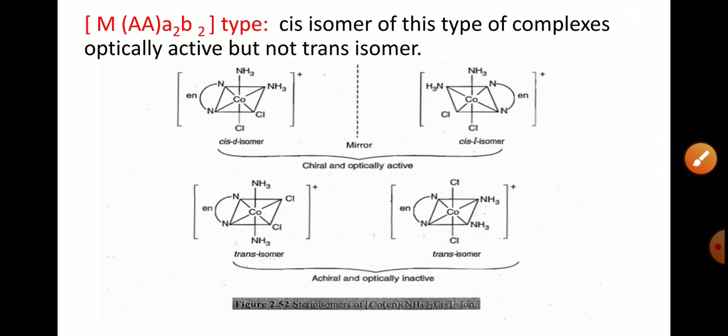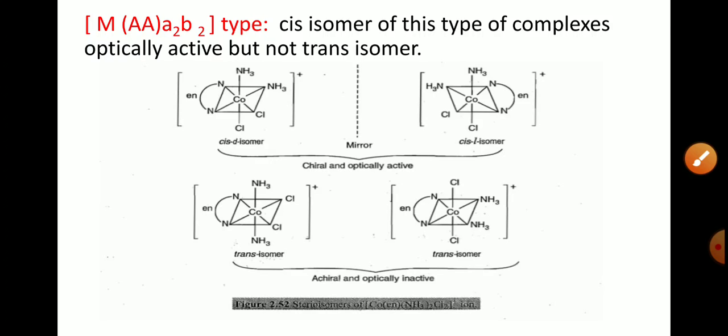Next one is MA A2B2 type. Here it is having one bidentate ligand and two types of monodentate ligand. Here also the cis isomer of this type of complex is optically active but not the trans isomer. The complexes which have the cis isomer are optically active and the trans isomer is optically inactive. Why is the trans isomer optically inactive? Because it is having a plane of symmetry.